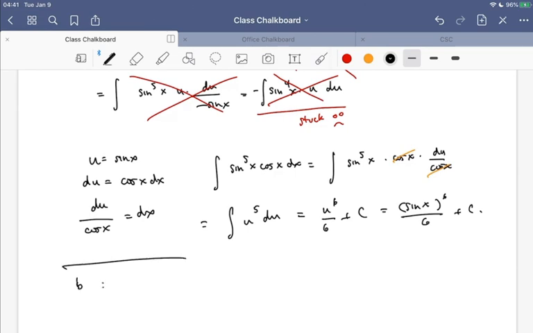Okay, now let's contrast that with part B of this one, which was similar. B had the power on the cosine. Okay, and in this one, you do want to use u equal cos x, not u equals sine. Okay, and the reason is that the cosine is the one raised to the power, not the sine.